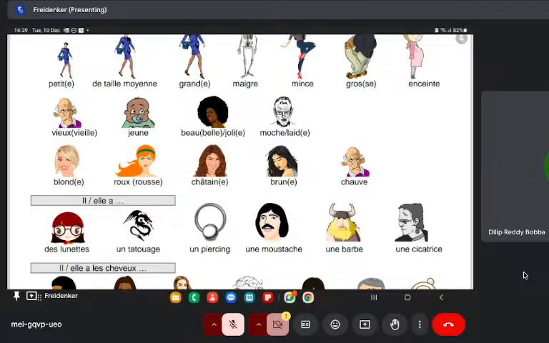Roux is a red-headed person. Basically, you have red hair, and rousse is for the females. So roux and rousse. Châtain is chestnut color, I suppose. So châtain, châtaine, and brun is brown. Brun is for male, and brune is for females. Chauve. Let me see. I don't know what chauve is. Did I write it? I don't remember what chauve is.